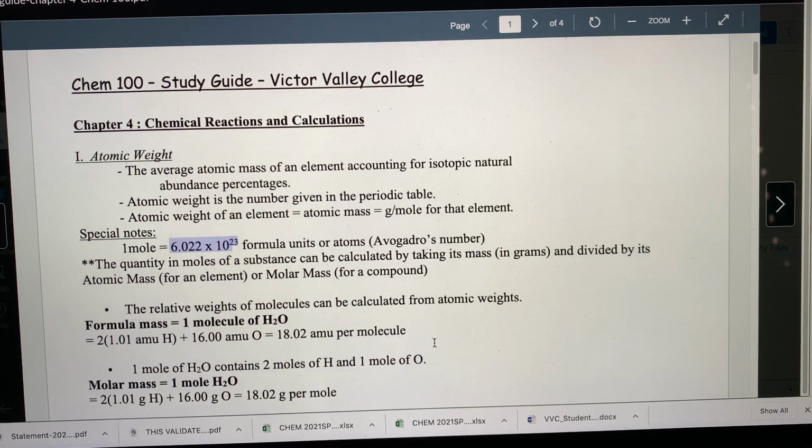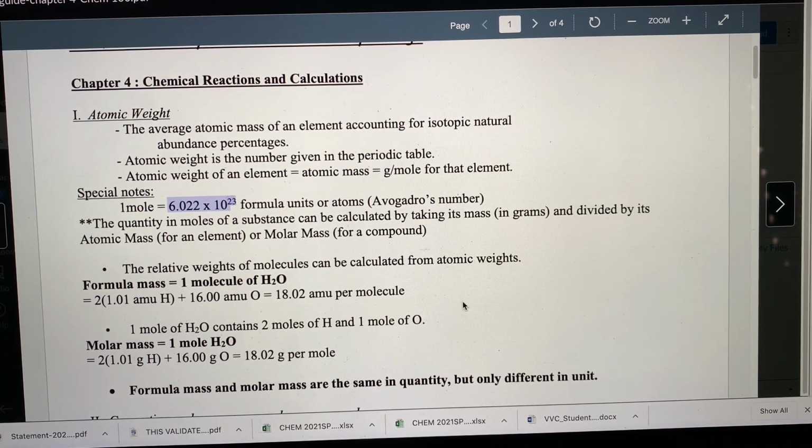But when you do mass, it's going to be different because it depends on what substance you're talking about. For example, 1 mole of water is 18.02. We have 2 different things: formula mass and molar mass. They are the same number, just different units. In water, you see 2 hydrogens plus 1 oxygen. Hydrogen is 1.01 and oxygen is 16. Multiply by 2 for hydrogen, add the oxygen, and you get 18.02.